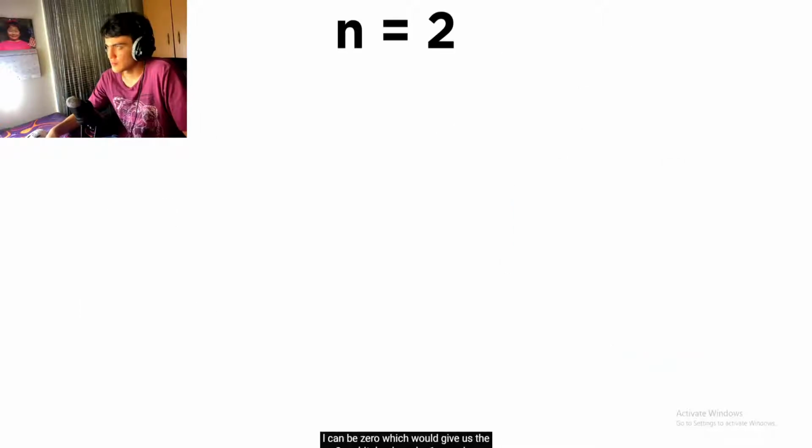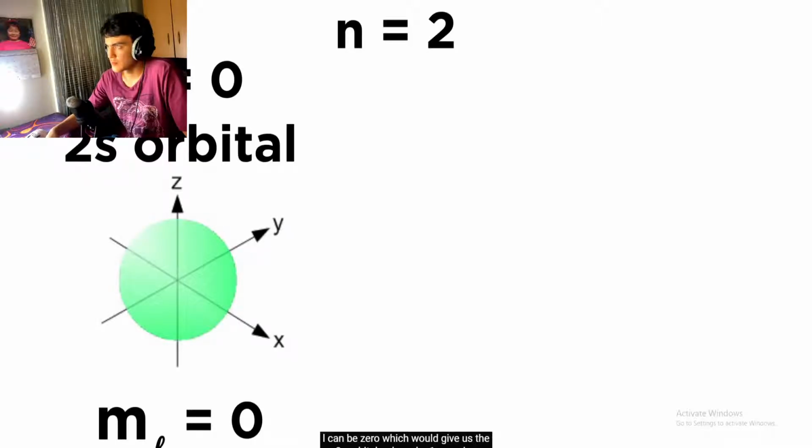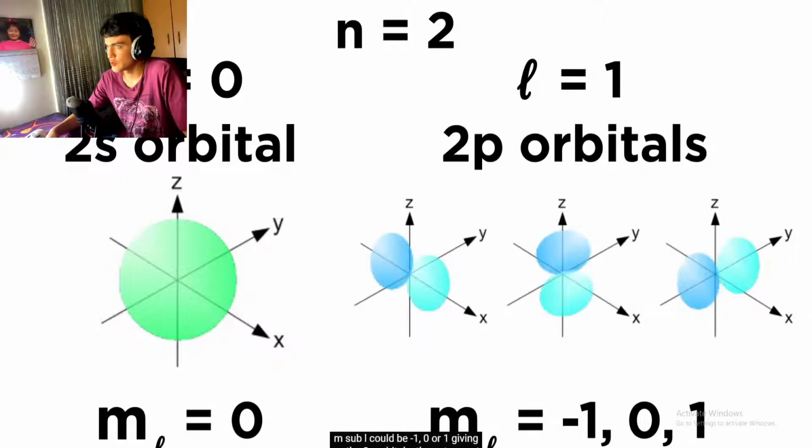When n equals 2, L could be 0, which would give us the 2s orbital, or L could be 1, meaning m sub L could be -1, 0, or 1, giving us the 2p orbitals. The outermost electrons in the second row of the periodic table will occupy these orbitals.